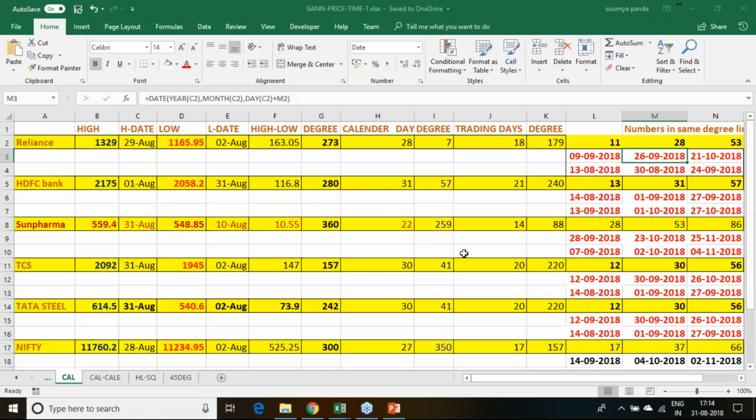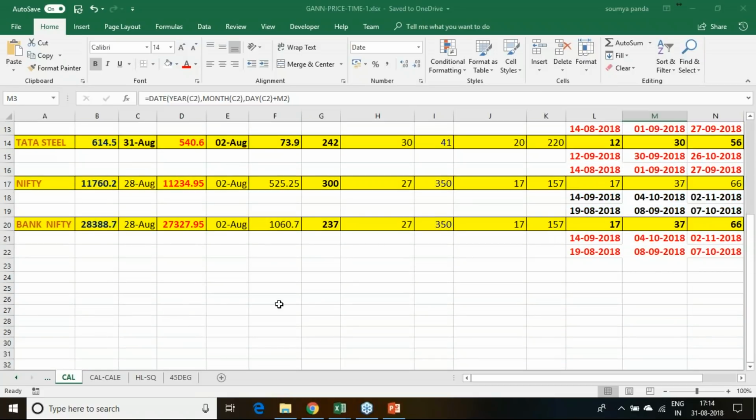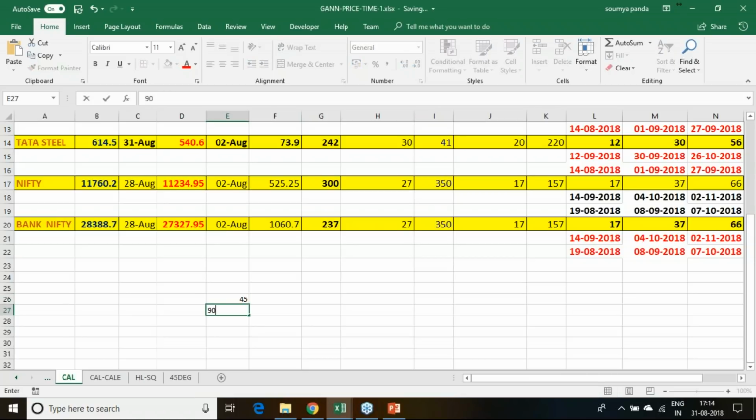So the same Gann concept you can also use. Say, if you are using Gann's price-to-price squaring method, then you have to use the static angles: 45, 90, then 135, then 180, 225 and 360.